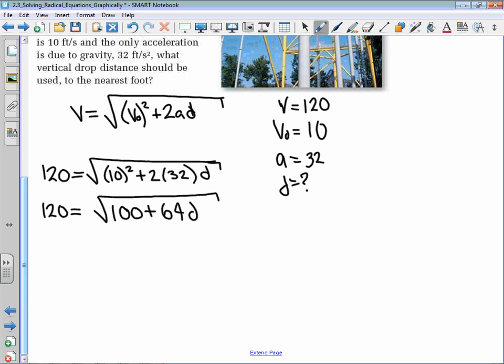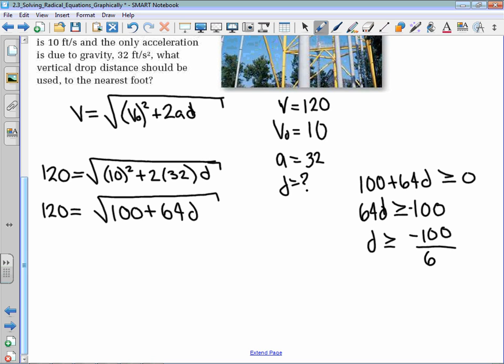Now, this is certainly a radical equation. One of the things that's a little bit beneficial here is that if you look at the inside of that radicand, we could do our pretty common technique and identify that 100 plus 64d must be greater than or equal to 0. So 64d must be greater than or equal to negative 100, sorry. And I get that d must be greater than or equal to negative 100 over 64, which is about negative 1.5, give or take.